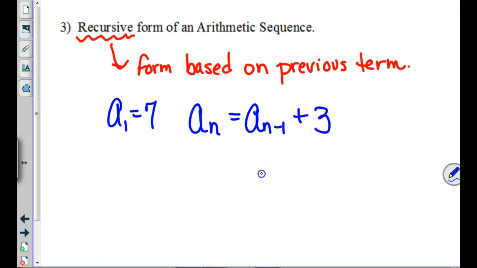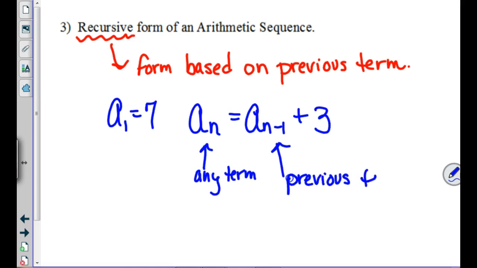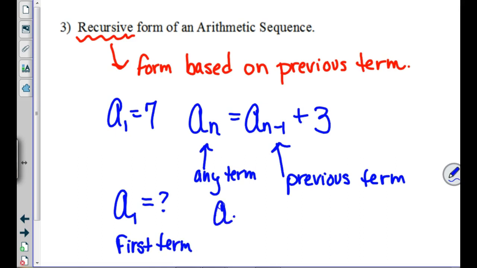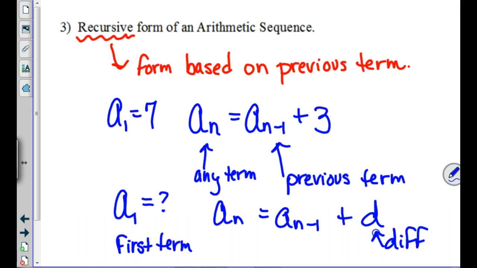Okay, so they wouldn't write it this way, but they would understand if we used the words. To find any term, you take the previous term and you add the difference. So you always have to tell me the first term equals something, and then a sub n equals a sub n minus 1 plus the difference, right? And the difference can be negative, for sure. It can be a fraction, it can be a decimal.